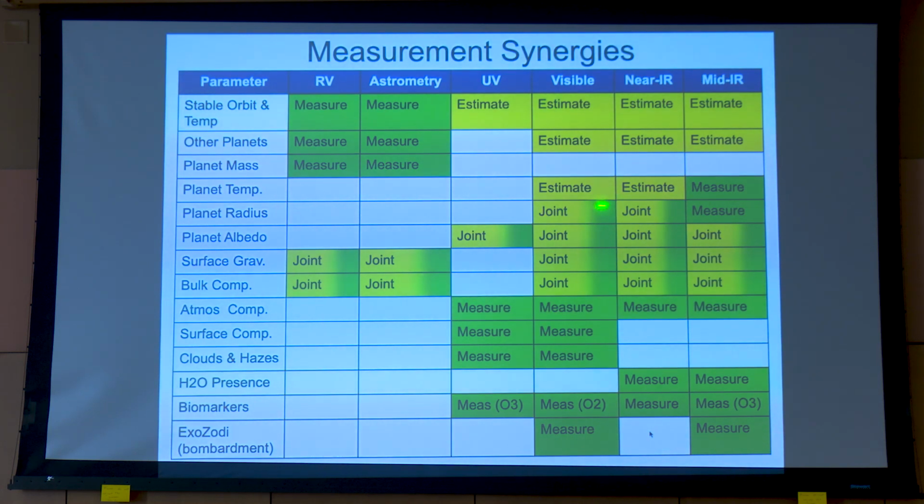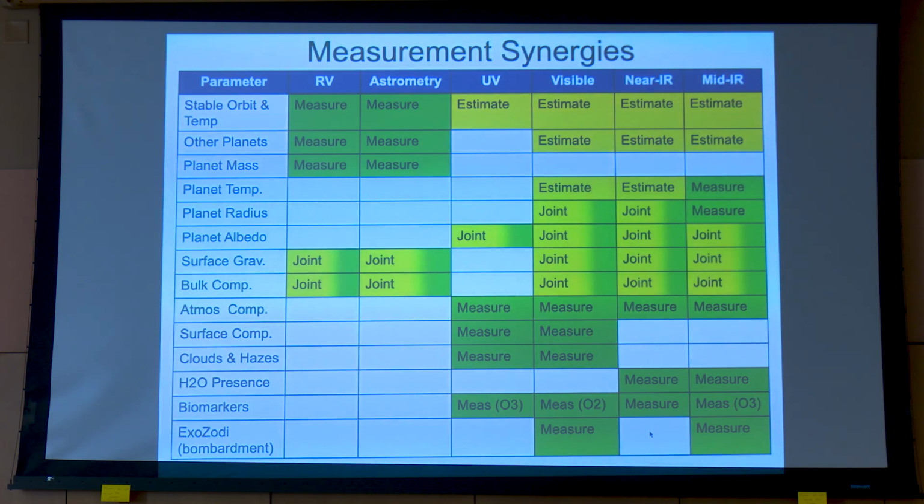For the radius here, you need to have some idea of the albedo, so you combine that and get a correction to the radius you measure here. And that's why I call these joint observations, where you have a combination with other techniques to really give you the best answer. Again, for the albedo, you want to have all the different wavelengths going together to understand what the reflectivity of the planet is.